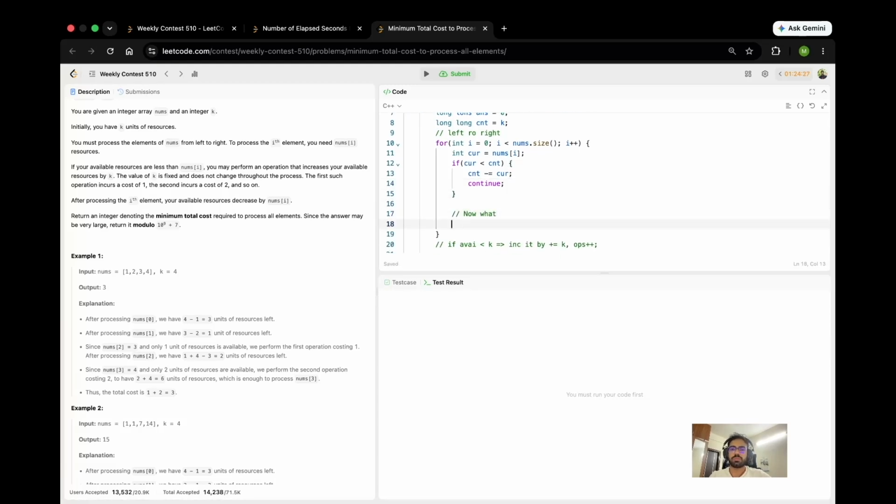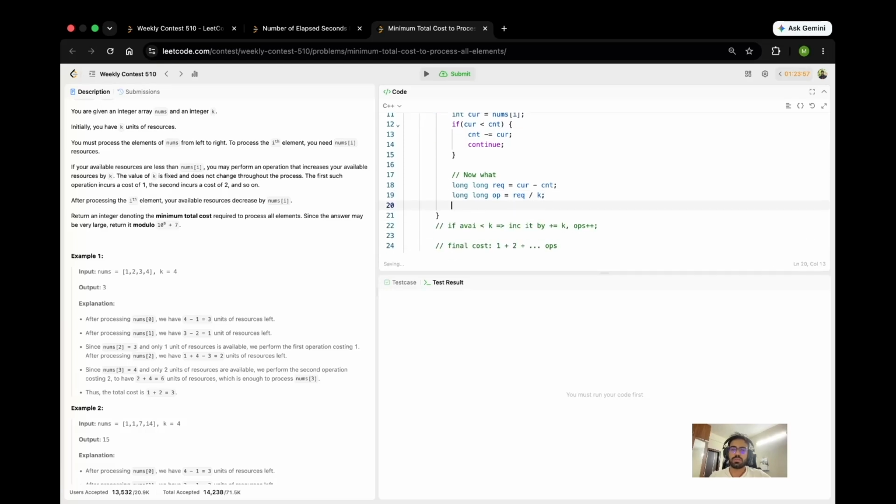Now what? Required difference, right? So we'll do long required equals to what? My current minus what do I have, count. So how many operations will it take? Required divided by k.